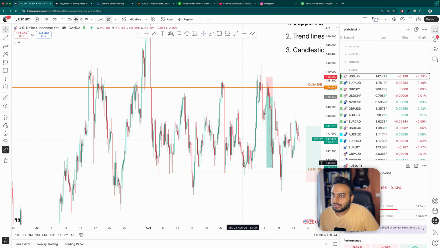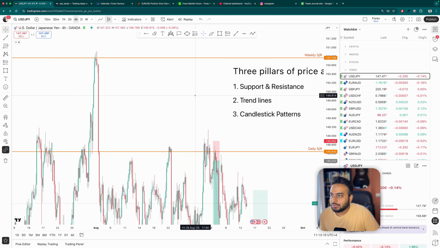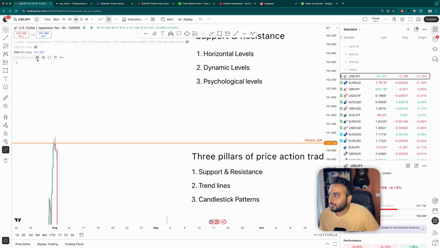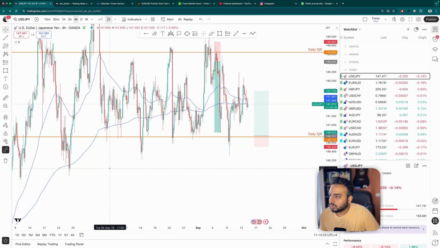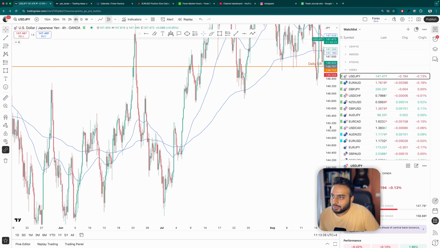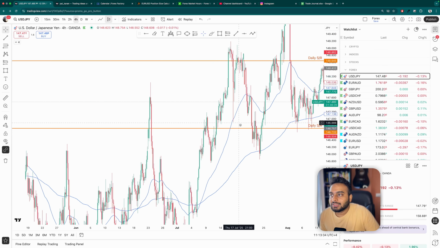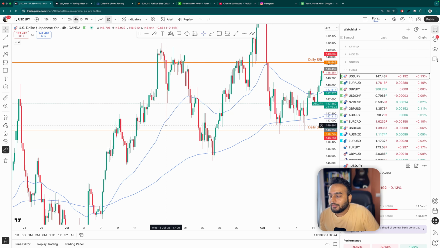at these places, right? So these are horizontal levels, and then we have dynamic levels. For example, by dynamic levels, I mean, let's say we have an EMA 50 or EMA 200, right? So you can see the price coming right here, first time on the EMA 50. The price is moving on in this direction, and then you can see this rejecting exactly from the EMA.